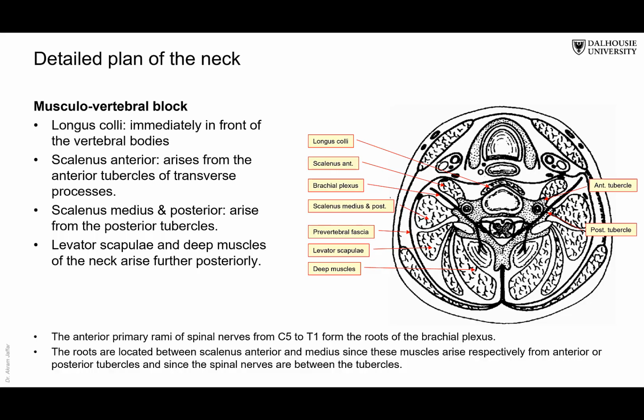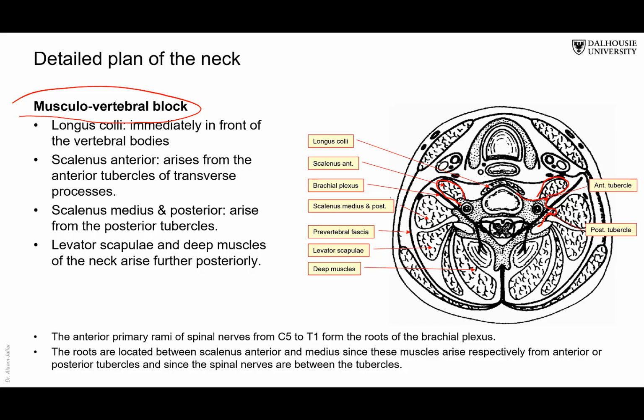Now, if we go into a little bit more detail in this musculovertebral block, I want to emphasize one thing here. Again, look at the vertebra. This is the body of the vertebra, the transverse process with its two tubercles. To the anterior tubercle is attached a muscle that we have heard of a lot now, called the scalenus anterior muscle. And this is attached to the anterior tubercle.